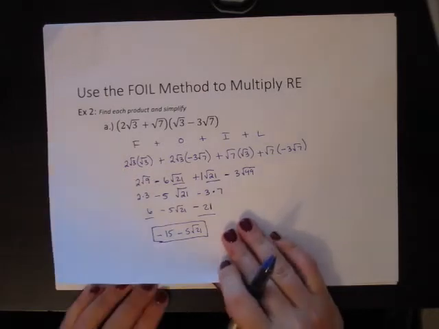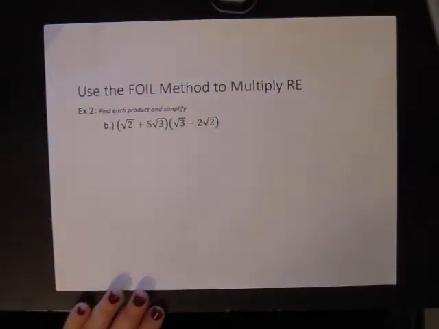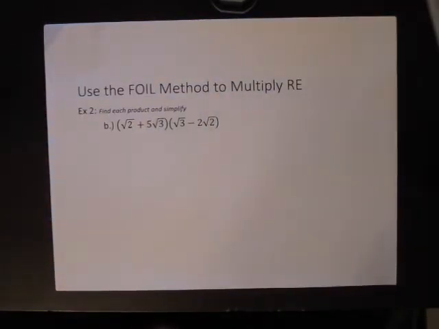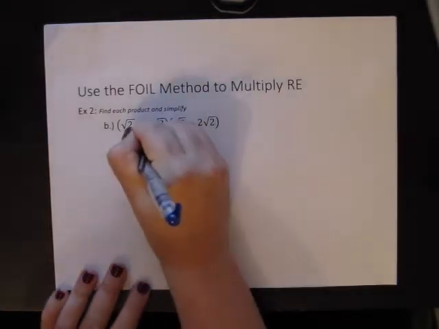Okay, let's try another one. So we got square root of 2 plus 5 square root of 3 times square root of 3 minus 2 square root of 2. Alright, first thing I see is I see 2 binomials, so I know I'm going to use the FOIL method.